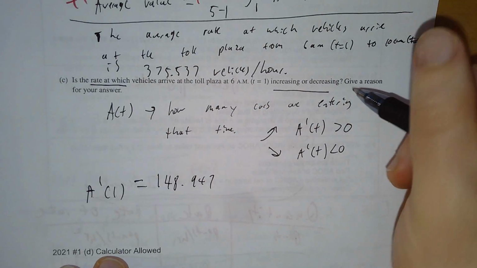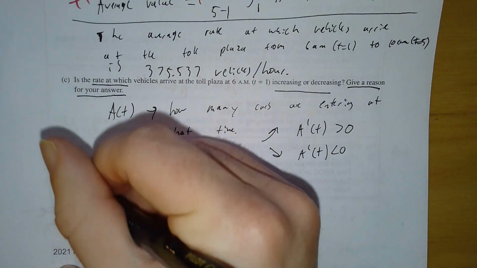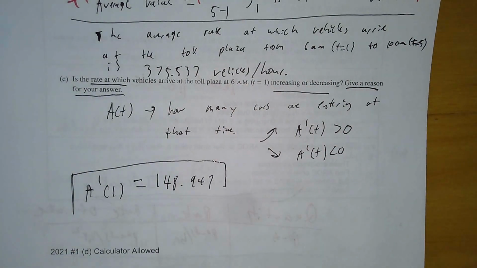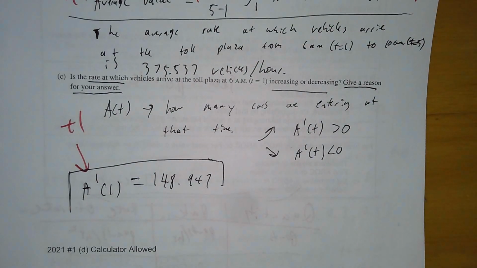It's really important when it says give a reason for your answer. We got to give a reason. This alone is not enough. This is getting a point right now, right? I'm getting 1 point for this, but I need to get my other point. So I need to give my reason for my answer.